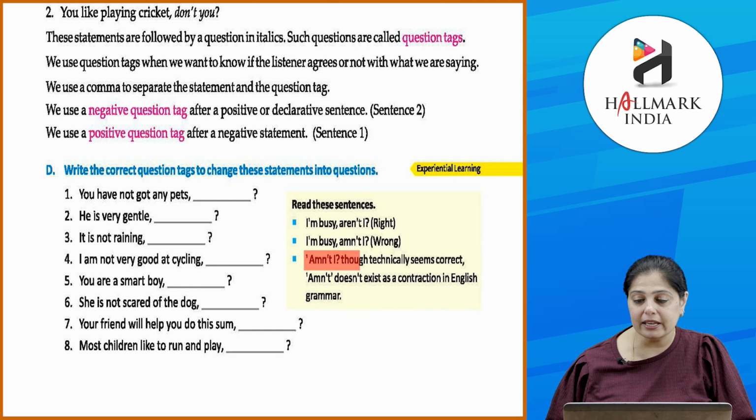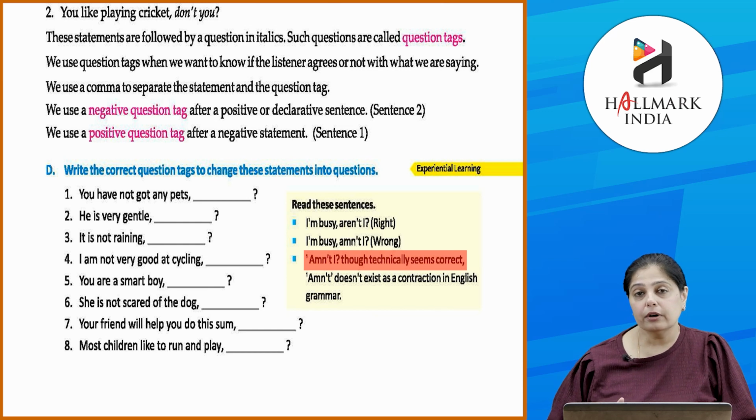Okay, amn't I? Though technically seems correct, okay, it sounds correct, it looks correct, but we don't use that word, okay, it is not right in the grammar context, okay. Am not does not exist as a contraction in English grammar. So, अगर वैसे लिखेंगे तो it makes am not, okay, but there is nothing like amn apostrophe t, alright, so don't use that word, alright. Chalo. So now quickly reread this chapter and practice everything before you attempt the exercises, and always remember the rules because they're going to help you in your day-to-day life as well.